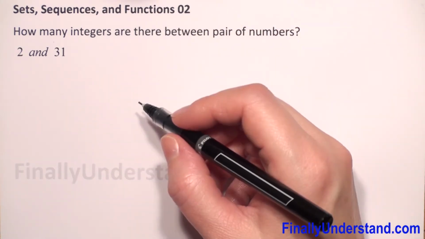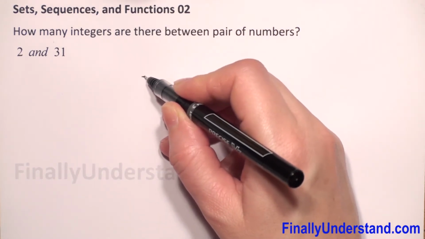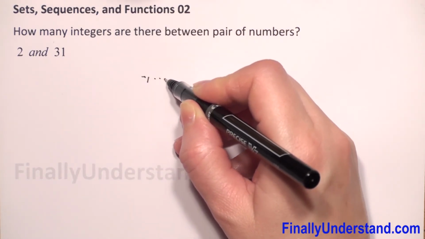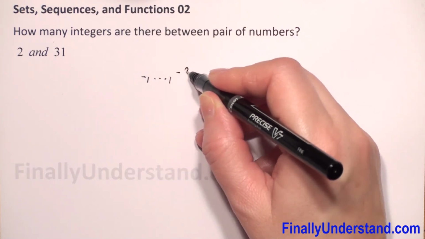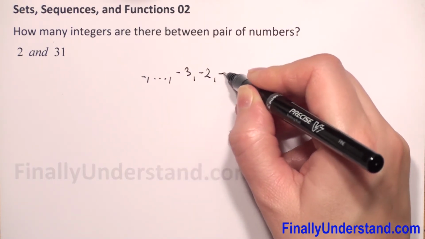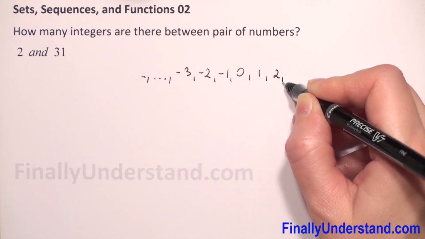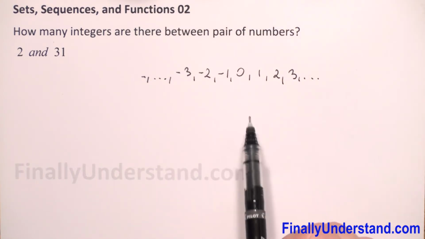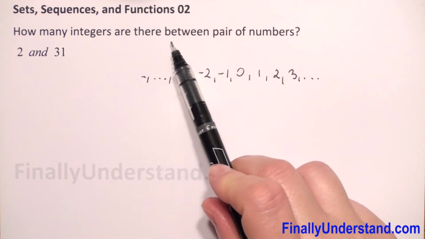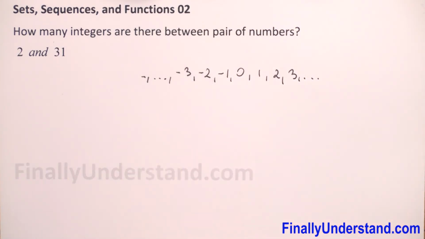An integer is one of the numbers in the list. Let me write this. From negative infinity, we have the numbers negative 3, negative 2, negative 1, 0, 1, and all natural numbers. These are our integers. When we have the word "between," it means we have to include both ends of the range.